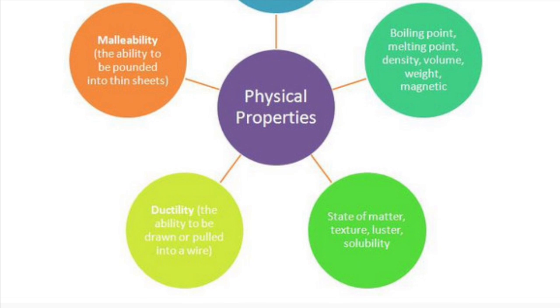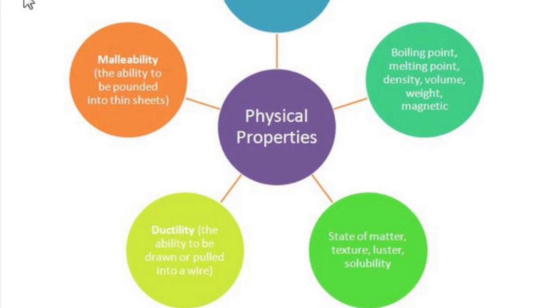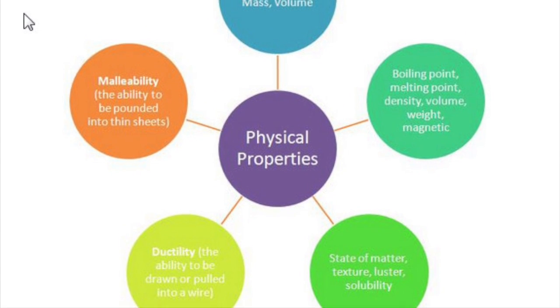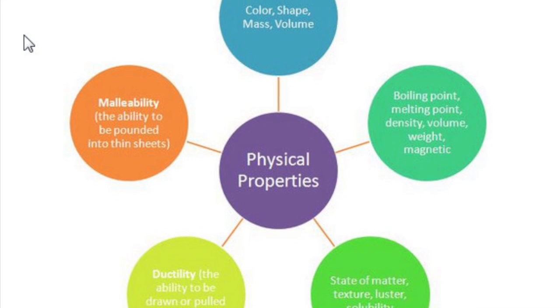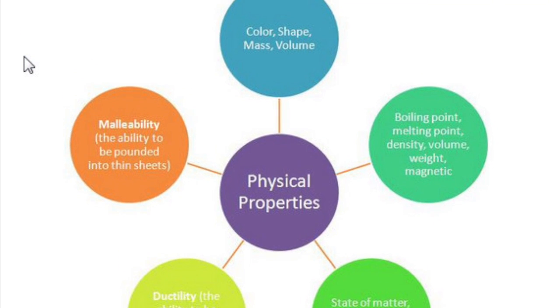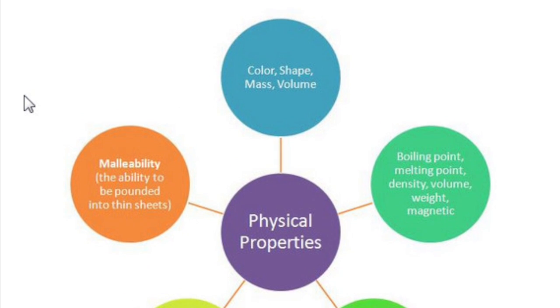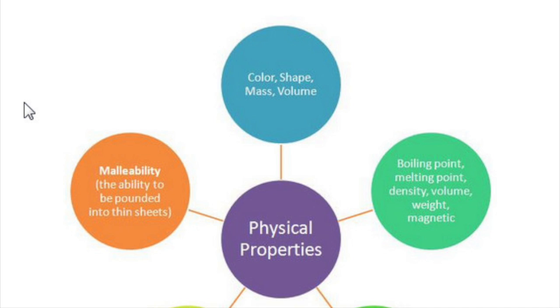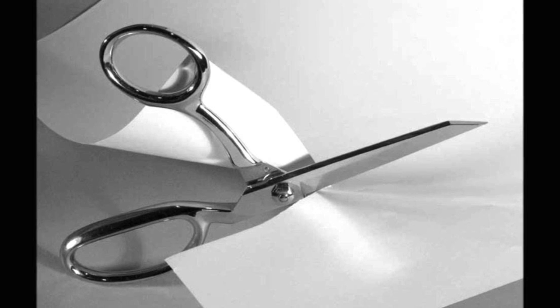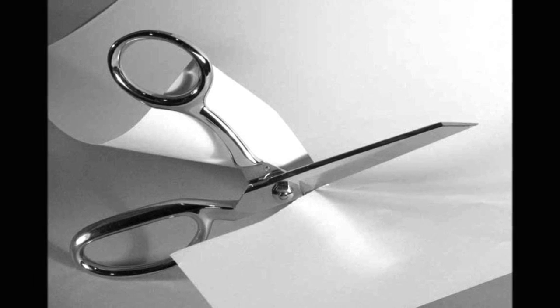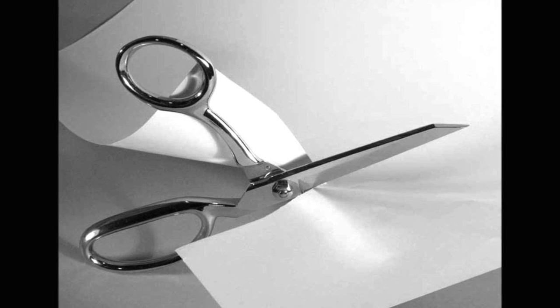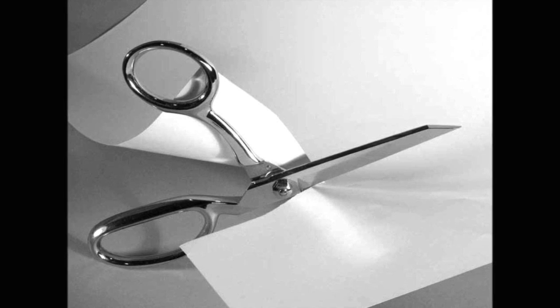A physical property is a property of a substance that can be observed without changing it into something new. Examples would be color, shape, texture, and weight. A physical change is a change that doesn't alter the substance itself. This would be something like cutting, bending, or freezing something. With this in mind, we're going to show you an example of soap and detergent.